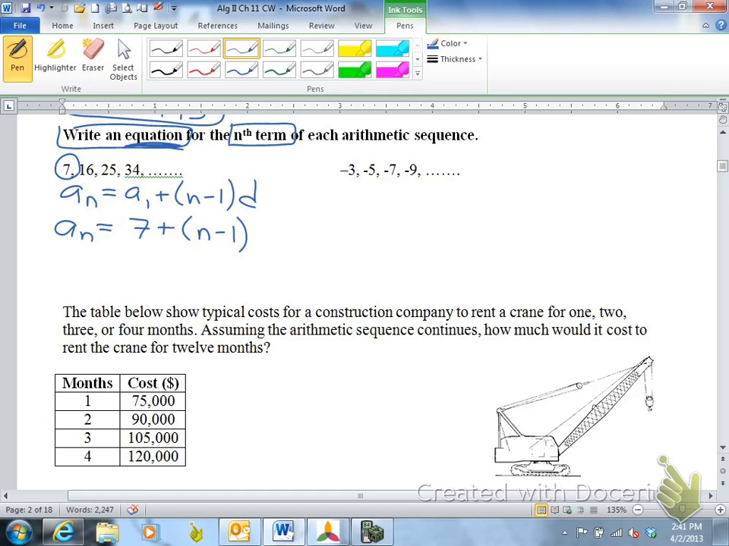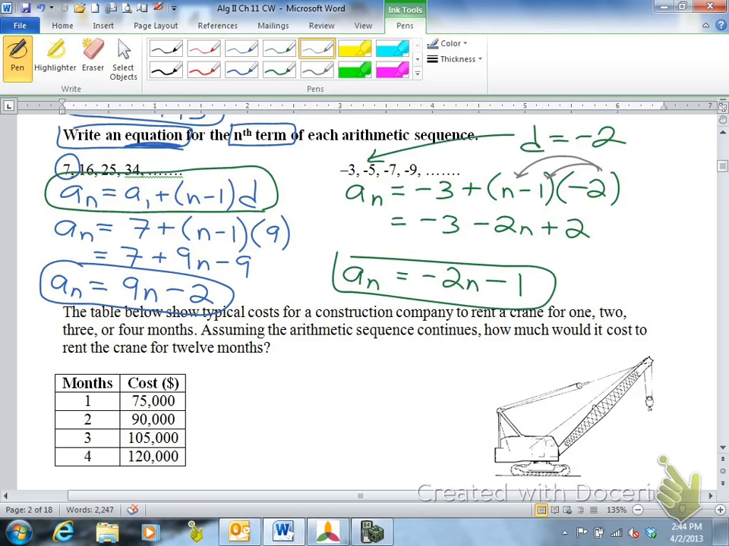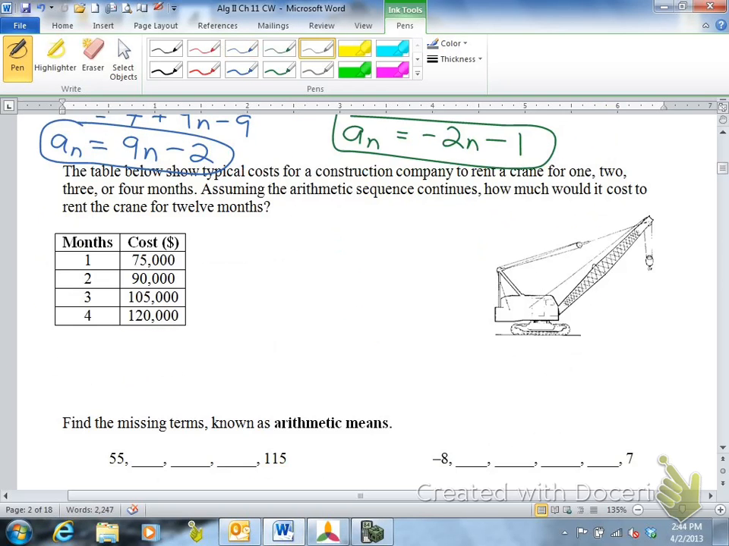And then d, from 7 to 16, 16 to 25, that's positive 9. And all you have to do then is simplify. And you would get this equation, a sub n equals 9n minus 2. And pause this video and see if you could do the next. So there's the answer.